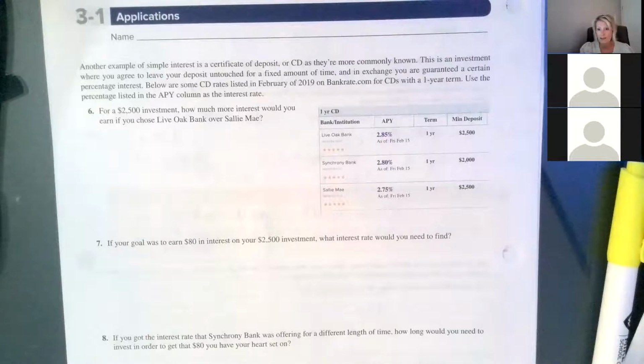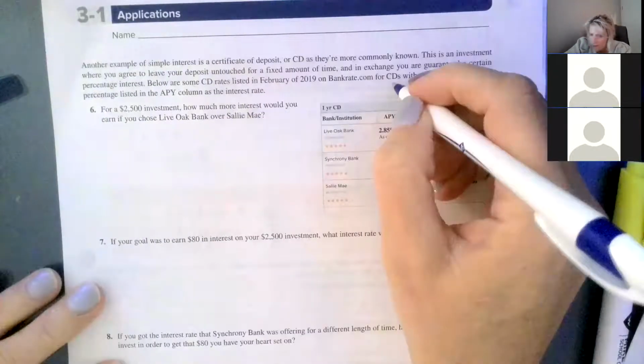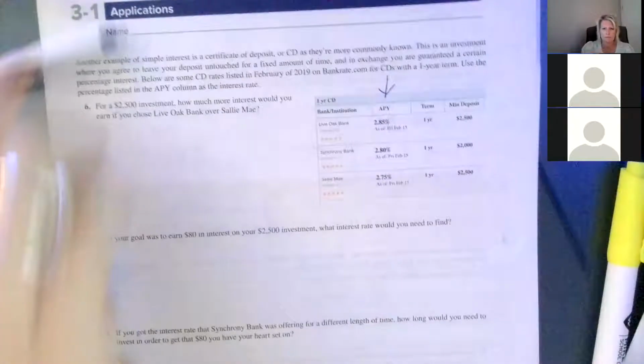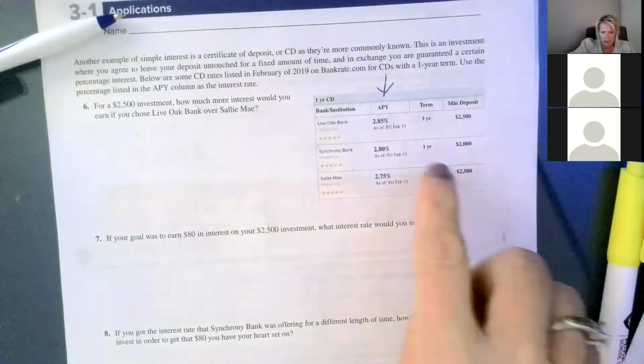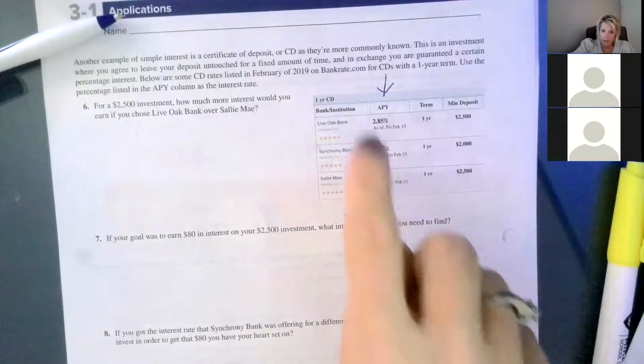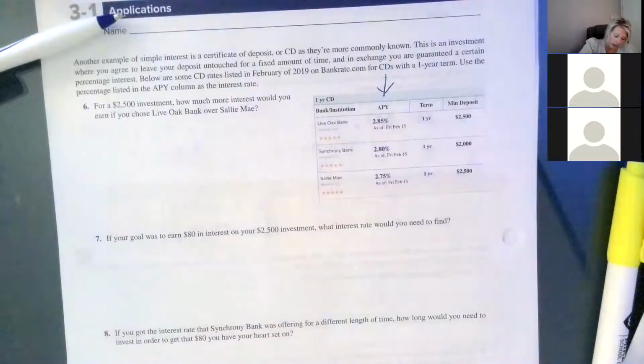Fixed meaning they're going to pay that no matter what, so it's a pretty safe investment. They're guaranteeing that you're going to get this interest rate. We're going to use the APY column. And here are the minimum deposits that you'd have to put in for 1 year. If you're willing to put it in for 5 years, you would get an even better rate than just that.